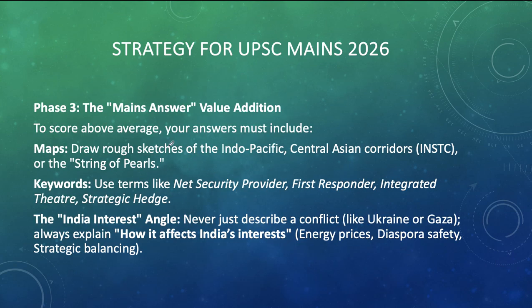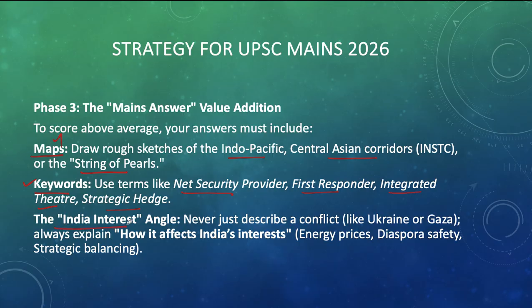to fetch maximum marks. And the third most important stage is answer writing and validation. What I would suggest in international relations is that you need to draw maps. Without maps, we cannot fetch maximum marks. Whenever questions like string of pearls, Indo-Pacific, Central Asian Corridor, INSTC are coming, try to convey your understanding to the examiner through a world map. Then you can also use keywords in your answer writing, students, like net security provider, first responder, integrated data, strategic edge. All these will give you an extra edge over your competitors, because whenever you use technical keywords, the examiner will feel very happy to award you maximum marks in IR questions.